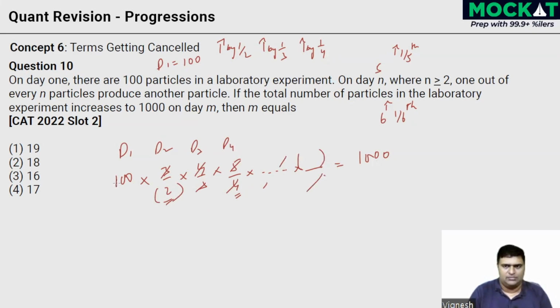So 100 into something by 2 should give me 1000. 100 into what is 1000? 100 into 10 is 1000. Something by 2 should be 10. 20 by 2 is 10. So this should have been 20 by, what's in the denominator? 1 less, 19. This is going to be day 19 over here. Option 1 becomes the answer. They could have made this difficult with having 20 in the options, which they didn't, right? So this was from the slot which I had written.